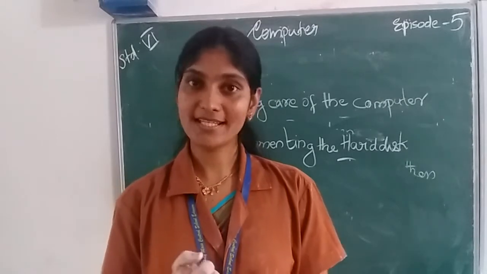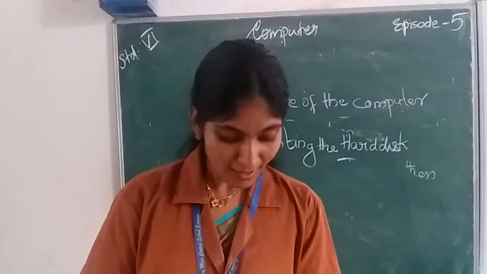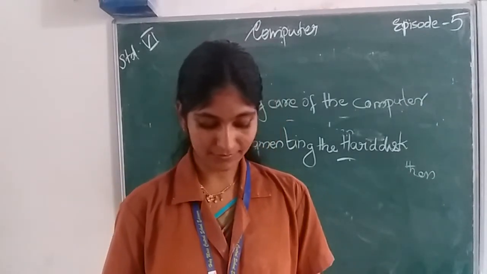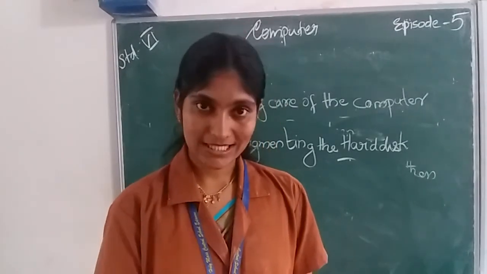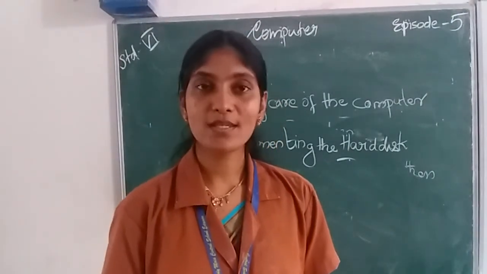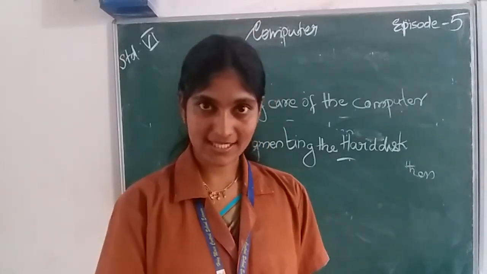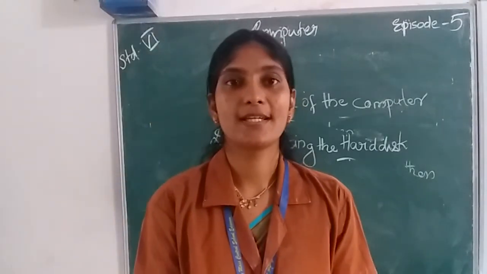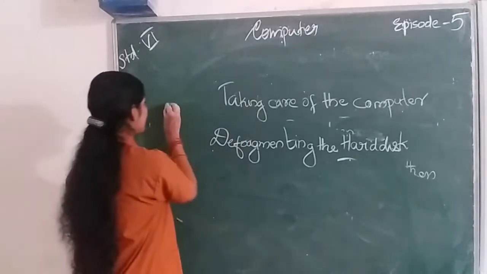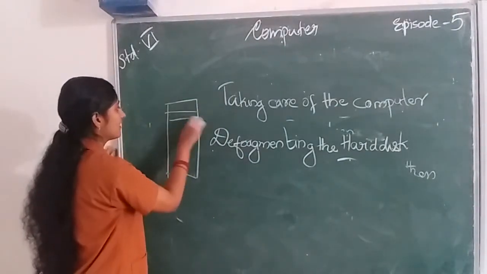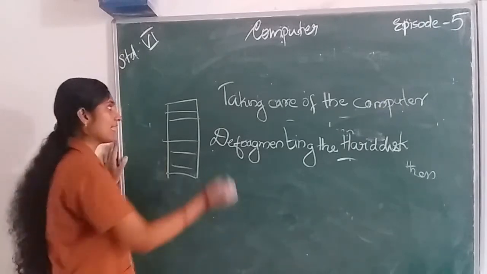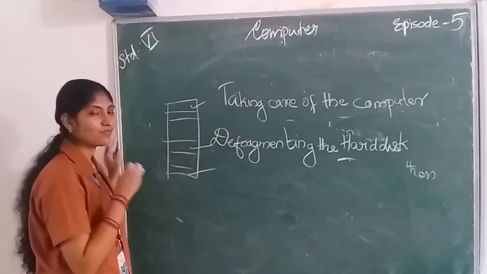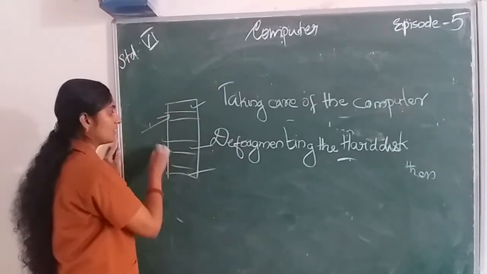First of all, let's go to the definition of fragmentation. Fragmentation is the scattering of parts of the same file over different areas of the disk. For example, this is the disk, and in different areas of the disk the parts of the same file are placed. So it becomes very difficult to access all the files from here.